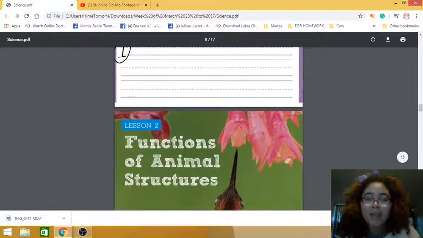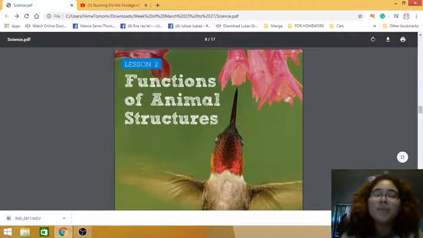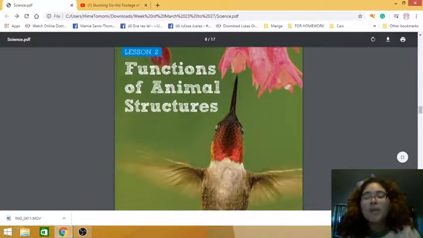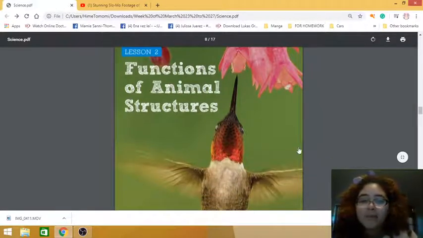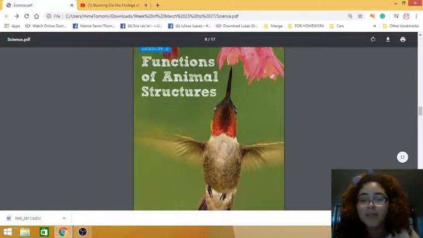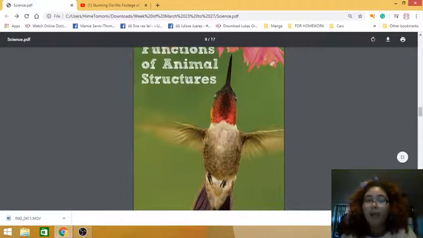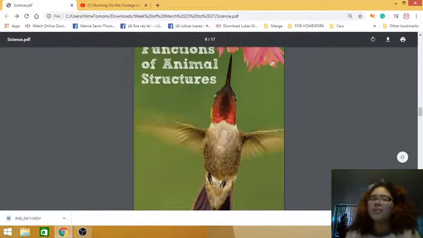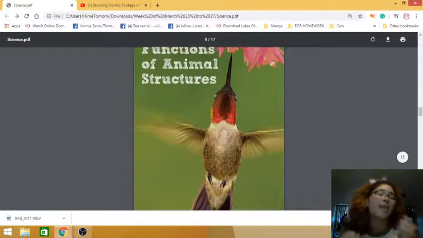And we're going to continue. Look at this beautiful picture that we are starting our lesson with, functions of animal structures. It's beautiful, right, guys? And before you get this far, I hope that you answer the first question, because if you answer it after you watch the whole video, it kind of misses the purpose. So if you haven't stopped the video yet to answer the first question, stop it right now, okay? Just pause and then come back to me.